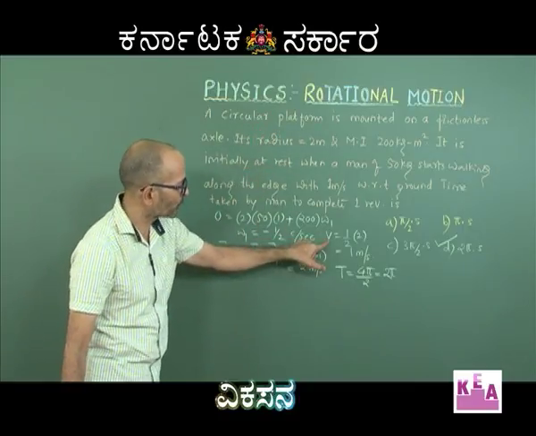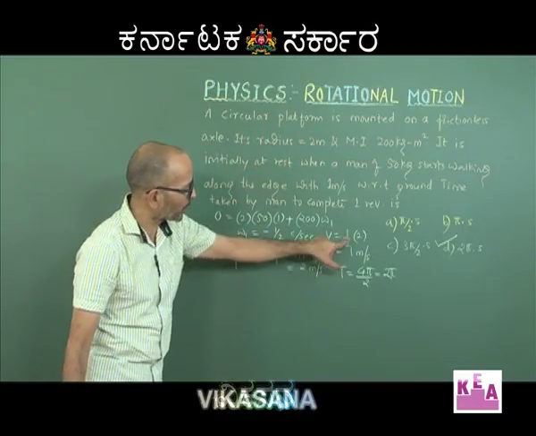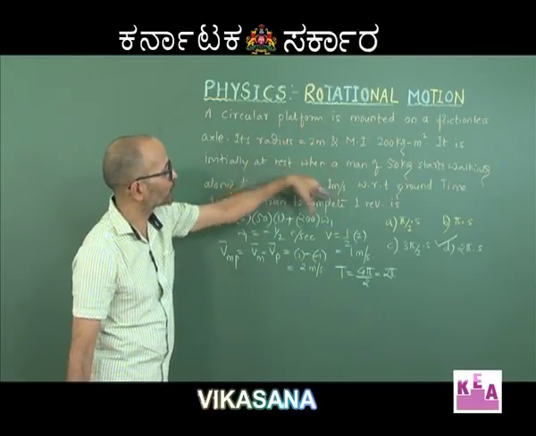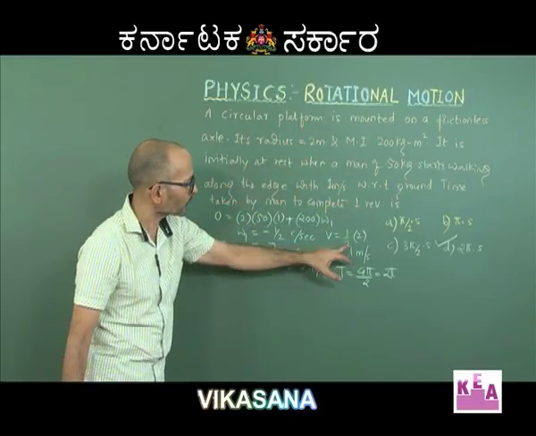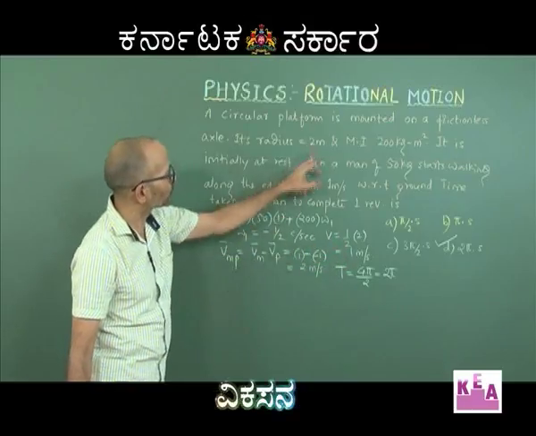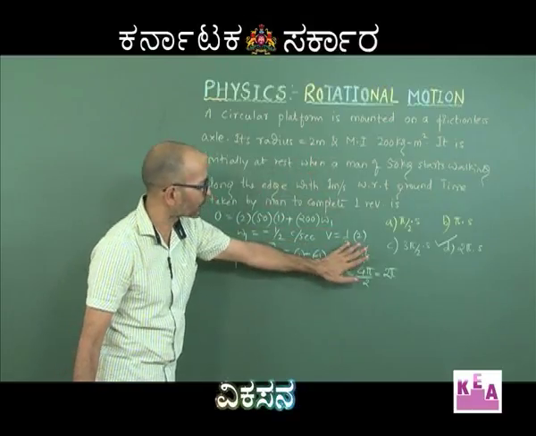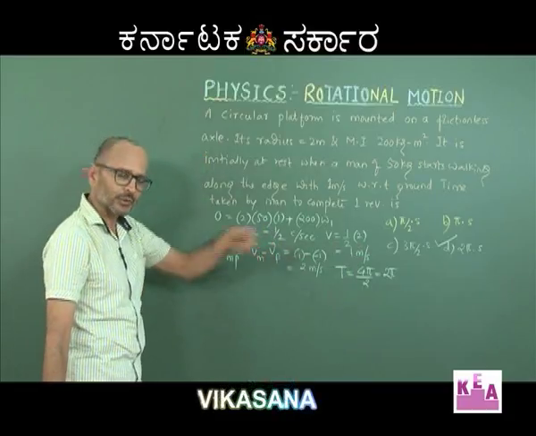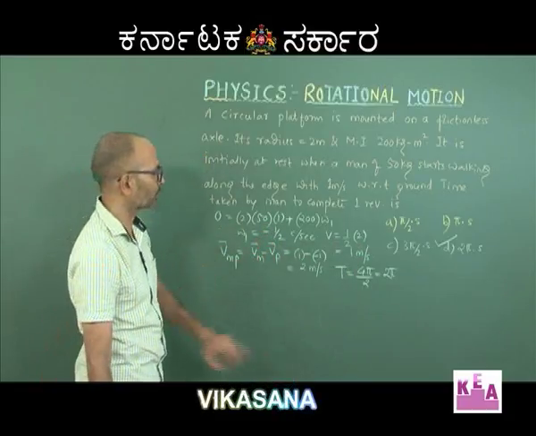And then I found out the linear velocity of a point on the rim of the platform, because that is where the man has started walking. I used the formula V is equal to omega r. Omega is half, r is 2, so that makes 1 meter per second. And what does this minus indicate? That the platform has started rotating in the opposite direction.